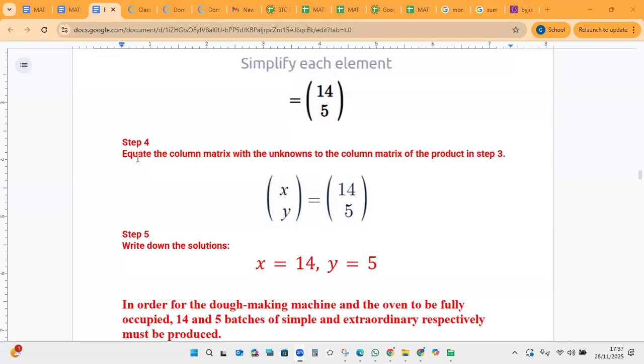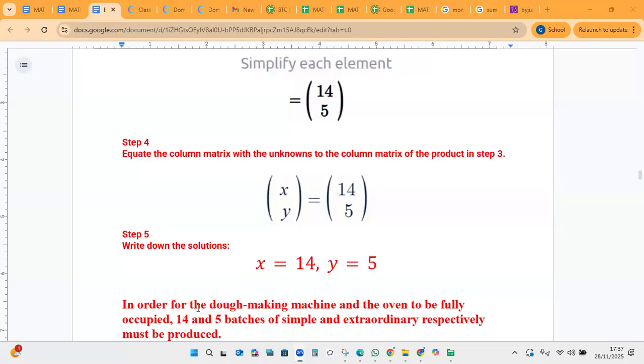So in step 4 now, it says to equate the column matrix of the unknowns to the column matrix of the product in step 3. So the unknowns are the variables, which are x and y. So we have to equate that column matrix to the product that we have found, 14 over 5. So x, y is equal to 14, 5. So step 5, you write down the solution. So x must be equal to 14 and y must be equal to 5.